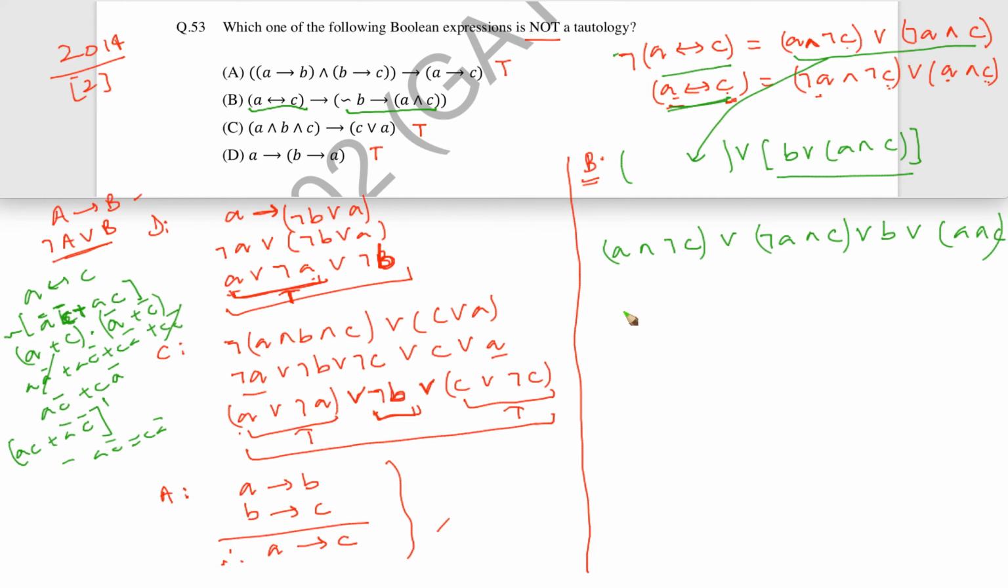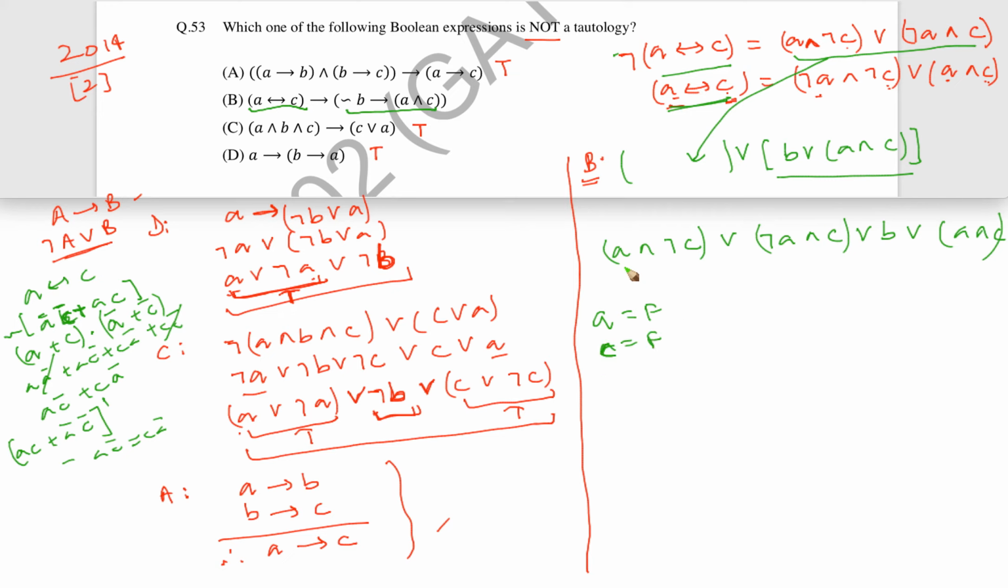Now we have to see whether it is a tautology or not. This is not a tautology, and I will prove it by putting some values on which this thing will come out to be false. If something is a tautology, then irrespective of what values you put in the variables, it should always come out to be true. But I will give you an example where, let's say, A and C both are false.